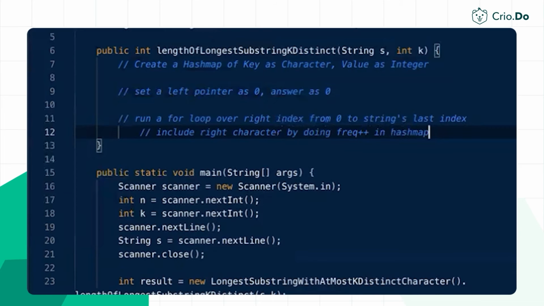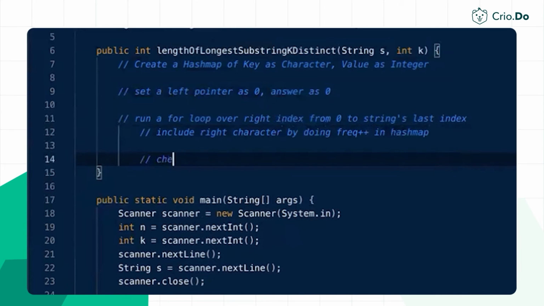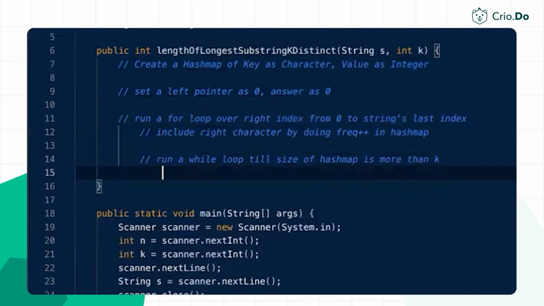But as soon as you include it, check what is the size of the hash map. Check if the size of the hash map is less than or equal to k, or more than k. If it is more than k, then we have to discard characters. So we have to keep on discarding characters till the size again becomes less than or equal to k. So we have to run a loop. We can run a while loop, which will be a better option because we don't have initialization as such. So run a while loop till the size of the hash map is more than k, that is, till the substring has more than k unique characters.